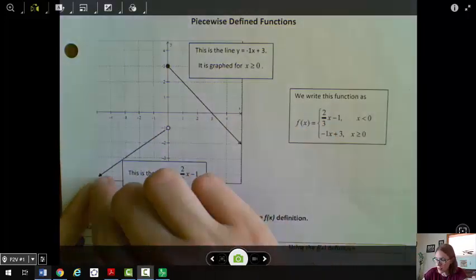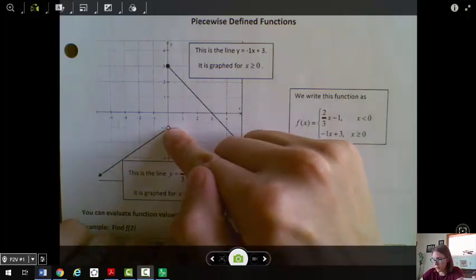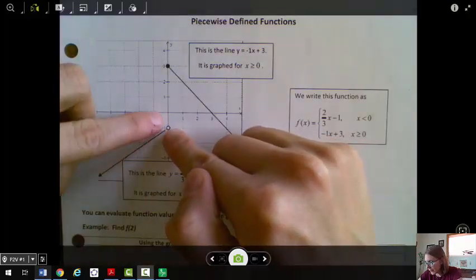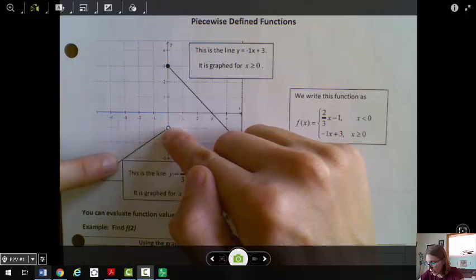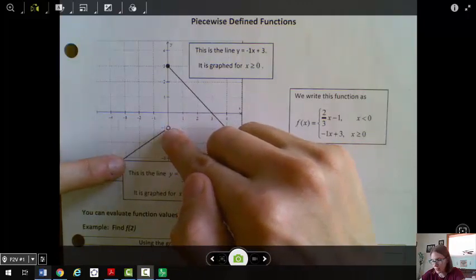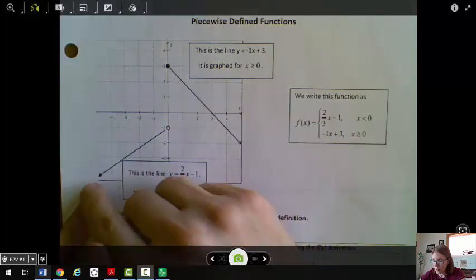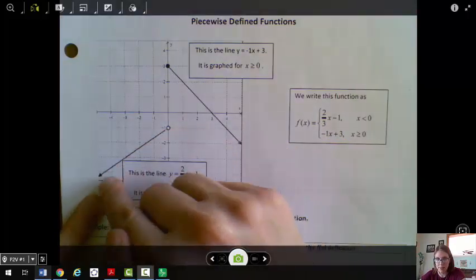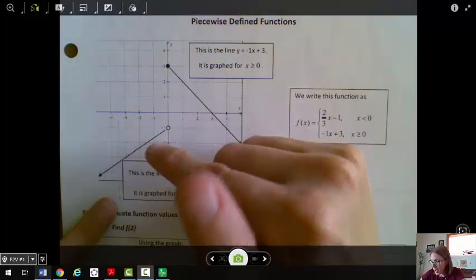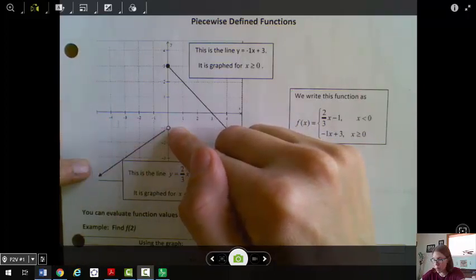And if you look at this line right here, this line has the y-intercept of -1. And if I find another point on the line here, we can see that from here to here, we go up 2 and over 3. This line has a slope of 2/3. So this line really is y equals 2/3 x minus 1. But we only are looking at this line when x is less than 0.